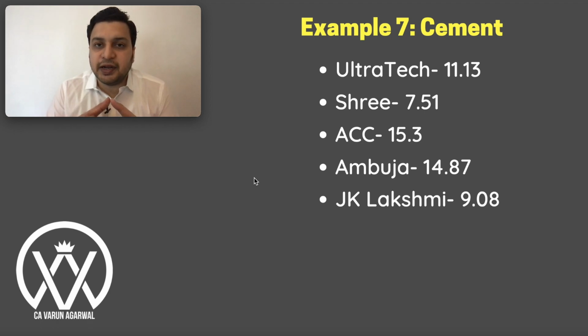Coming to the next and the last example, in this we are comparing different companies in a single sector, which is the cement sector. Ultratech's ITR is about 11.13, Shree Cement is 7.5, ACC is 15.3, Ambuja Cement is 14.87, and JK Lakshmi Cement is about 9.08. So being in the same sector, manufacturing the same product, using similar manufacturing plants and processes also, you see there is a huge variation in the inventory management. In the same sector, there are companies having ITR as low as 7 and as high as 15, which is almost 2 times. So this shows that ACC is managing their inventory very efficiently and much better than Shree Cement.